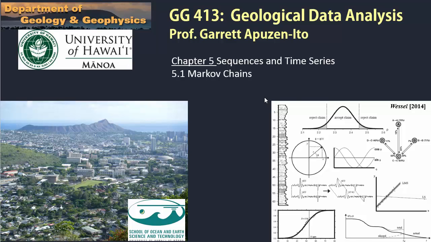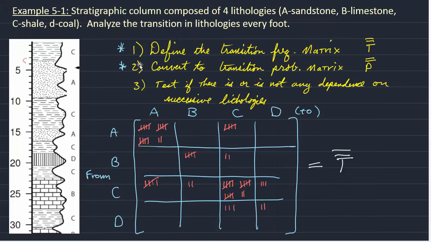This is the second video on Markov chains. In the first video, I showed you how to define the transition frequency matrix for a section of four lithologies, and then to convert that transition frequency matrix to a transition probability matrix. Now, the last step that we had was to test whether there's any dependencies between the lithologic units or if the section is just made up by the sequence completely randomly.